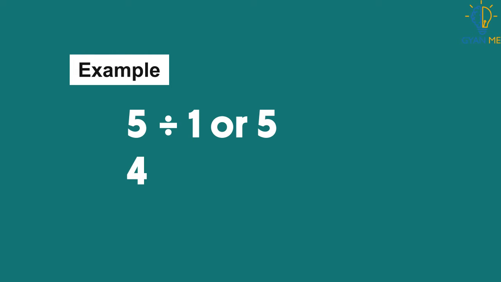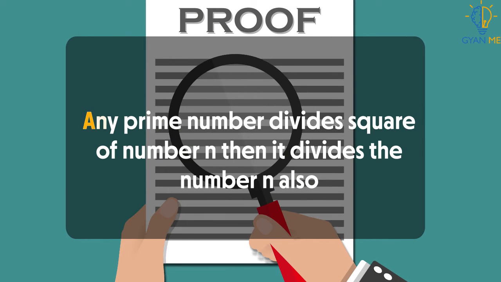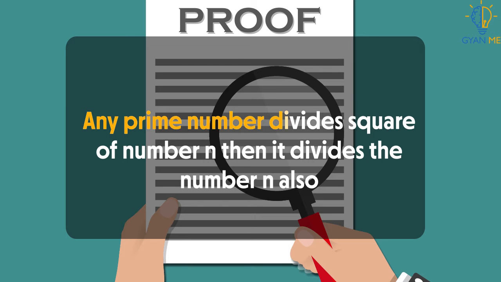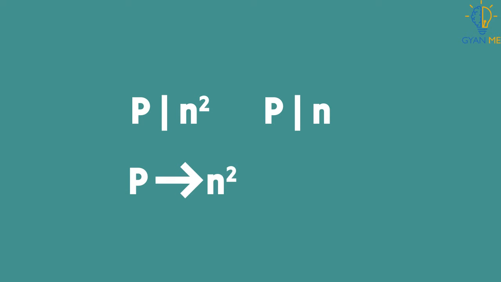But 4 is not a prime number. You already know that 4 can be written as the product of 2 into 2, or 4 is divisible by 1, 2 or 4. In this video, we will prove that if any prime number p divides the square of any number n, then it divides the number n also. In other words, if prime number p is a factor of n square, then it is a factor of n also.